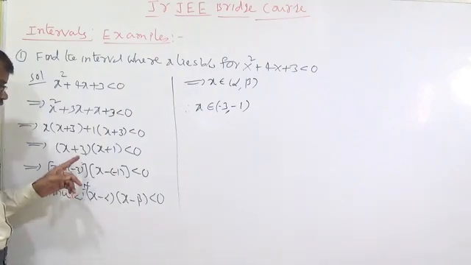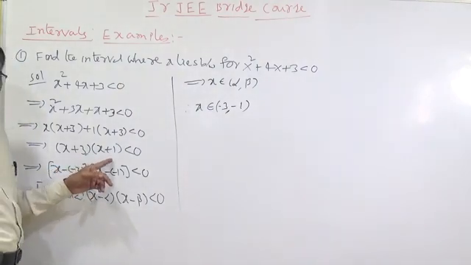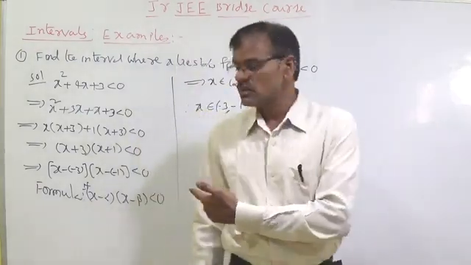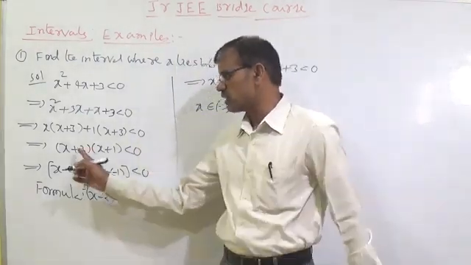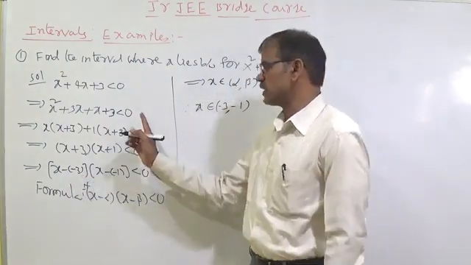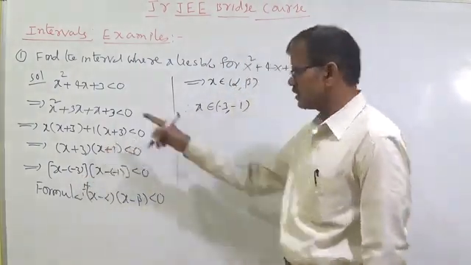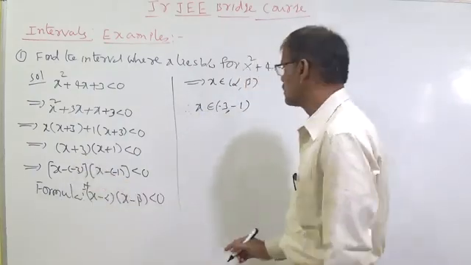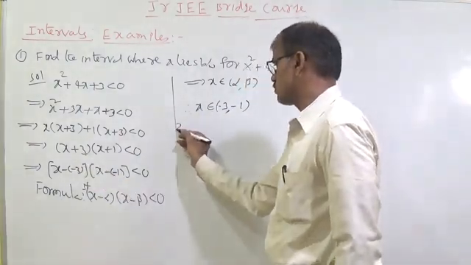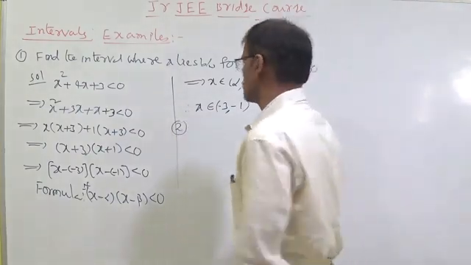A student may get confused: sir, 3 is greater than 1, no? Of course 3 is greater than 1, that is okay, but according to the sign you should consider. Whenever plus is there, according to the formula you should write minus here. So minus 3 first of all you should write. That is, here plus 3 and plus 1. x belongs to minus 3 comma minus 1. This is one example. Next, the second example.